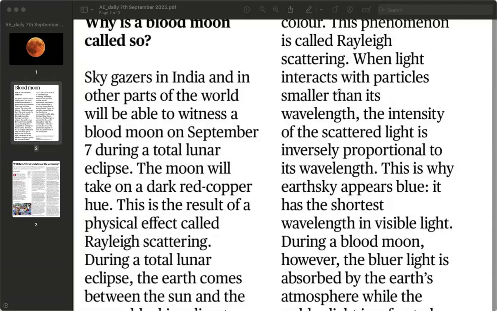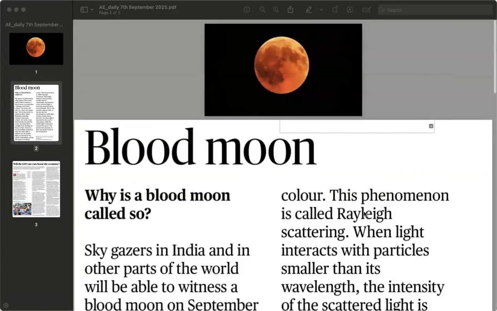तो जो बच जाएगा वो कौन सी लाइट है? रेड लाइट. So red light bends around the earth and it shines on the moon. So this makes it appear red, and that is why we call it a blood moon.